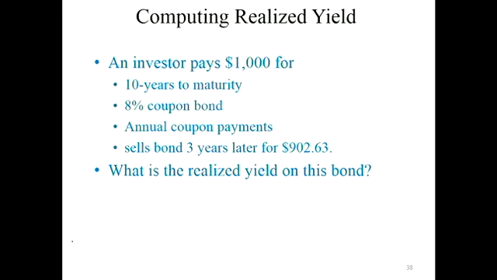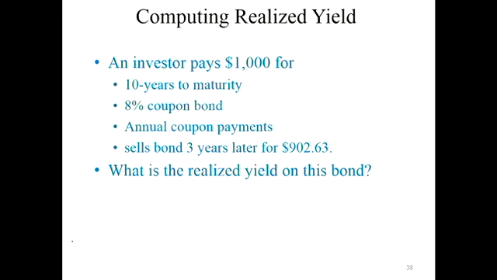3 years out of those 10, and then you sell it for $902.63. And so what you are doing is you're only holding for a finite amount of time, way less than maturity, and at this point you know what happens. So this is the basic problem.